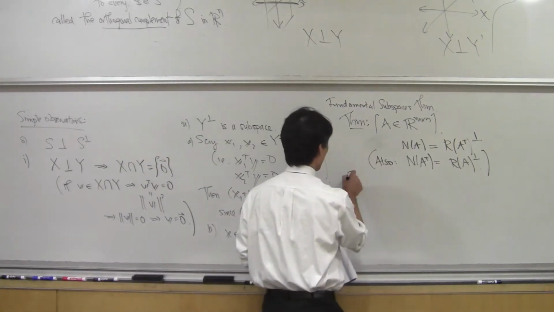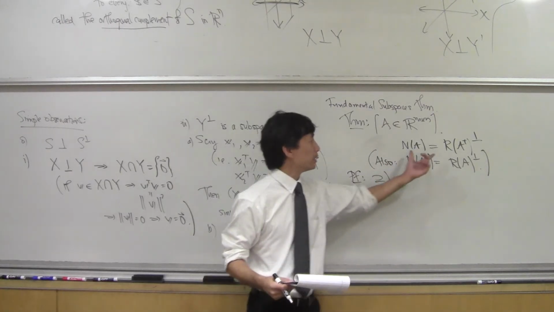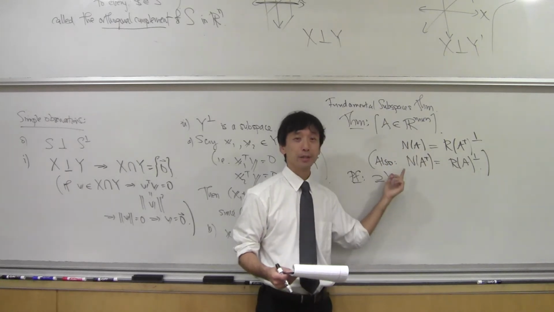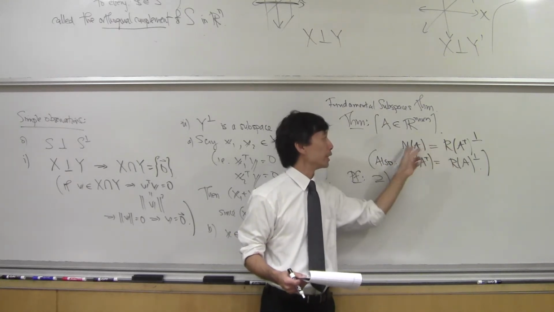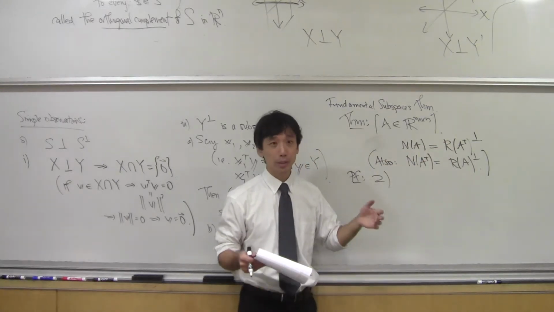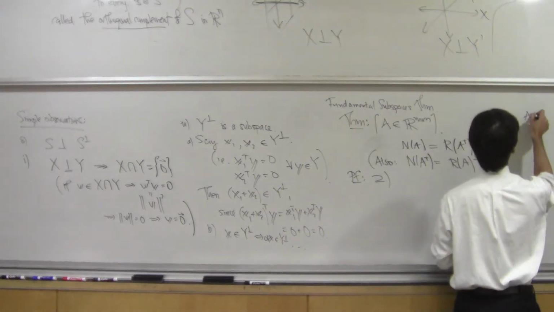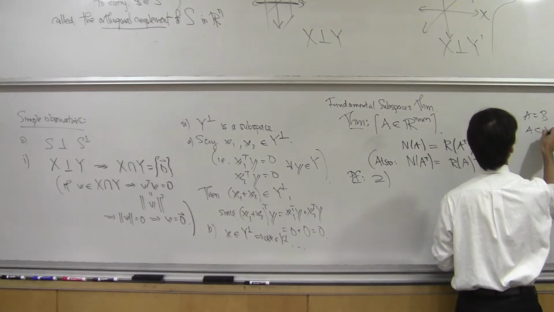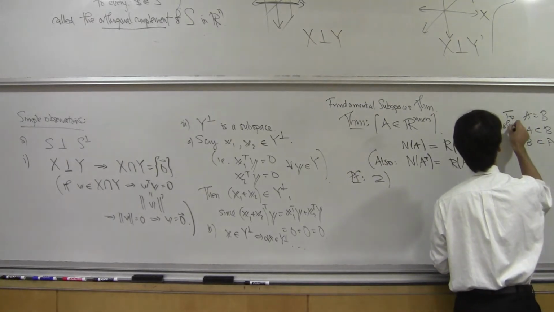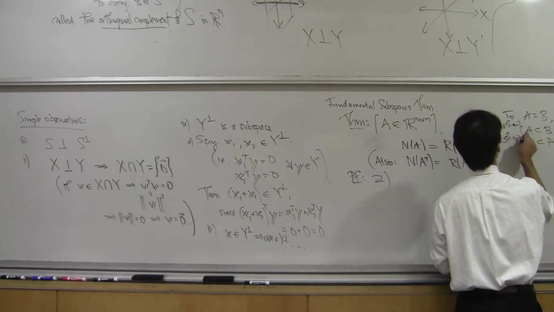Okay, so let me do the proof. We want to show that these two sets are the same. So we'll show that each is contained in the other. If you're in here, then you're in here. If you're in here, then you're here. To show sets are equal, you show that they contain each other. If you want to show A equals B, you show A is inside of B and B is inside of A. Show both of these things.